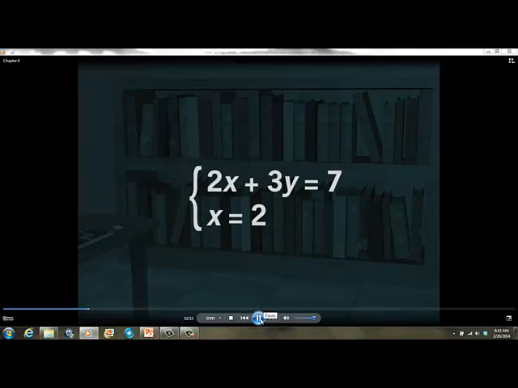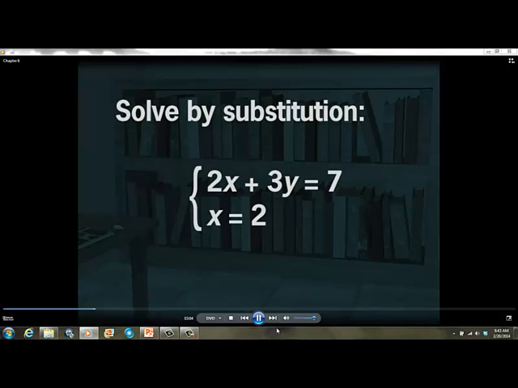Here's a system of linear equations for you. The next two examples are not included on your guided notes. However, I would like you to watch them and follow along, as it does an excellent job of explaining how substitution works. 2x plus 3y is equal to 7. x is equal to 2. We're going to solve this system of equations using the method of substitution.